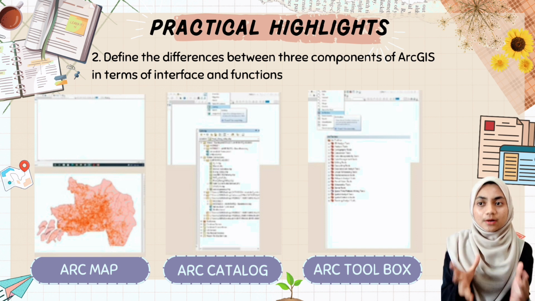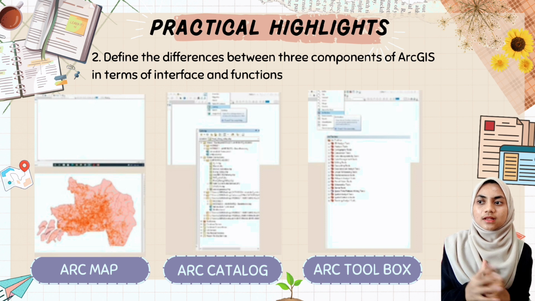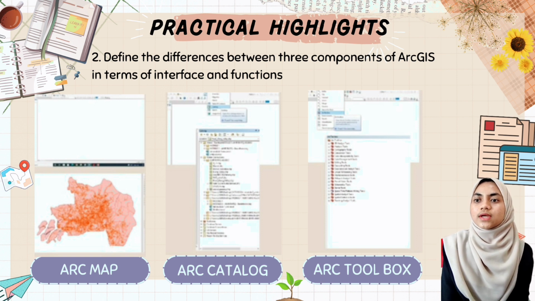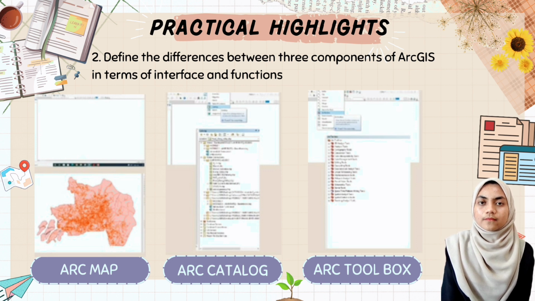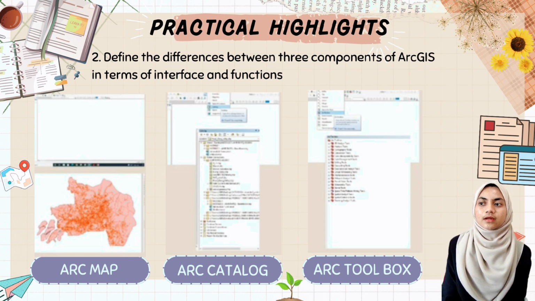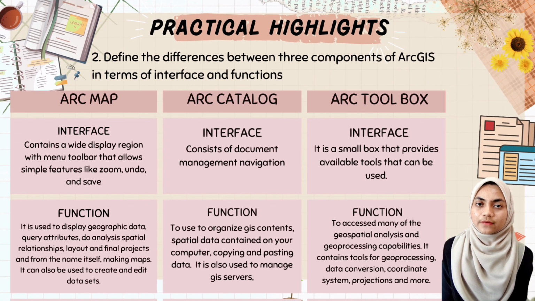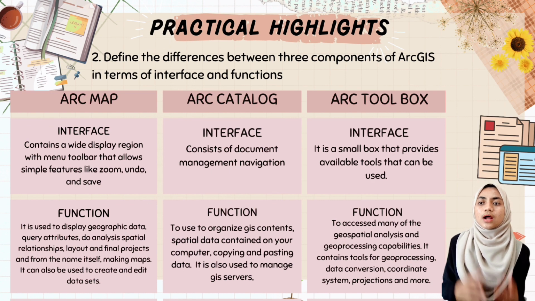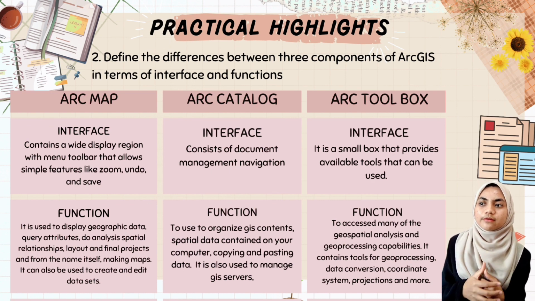So what are the three components? The first one is ArcMap, the second one is ArcCatalog, and the third one is ArcToolbox. For the ArcMap, we can get it in the ArcGIS itself. In ArcCatalog, we can get it from window, and for our toolbox, we can get it from geoprocessing. So define the term in interface and function.